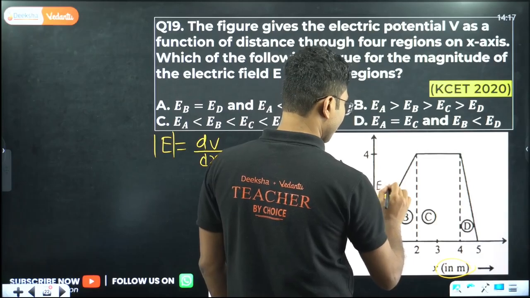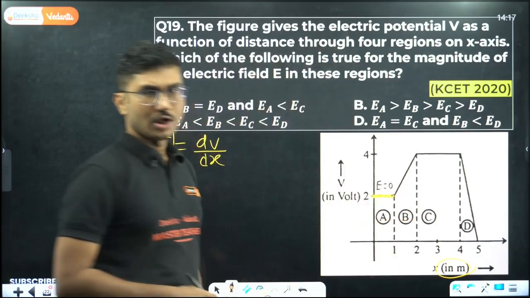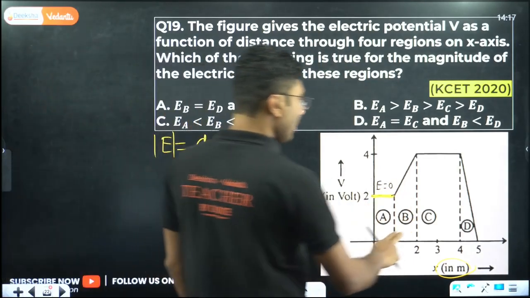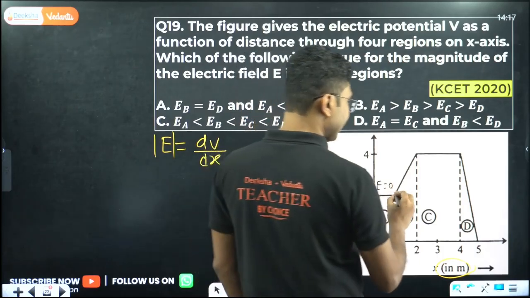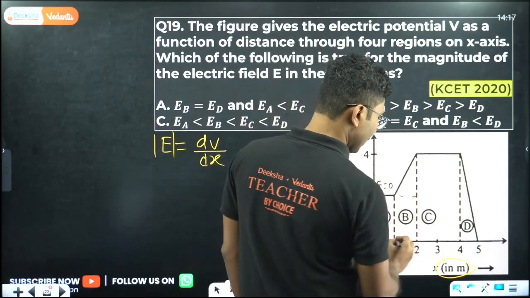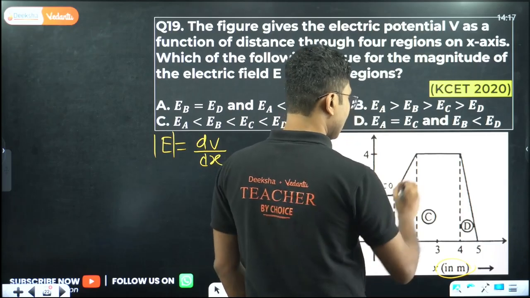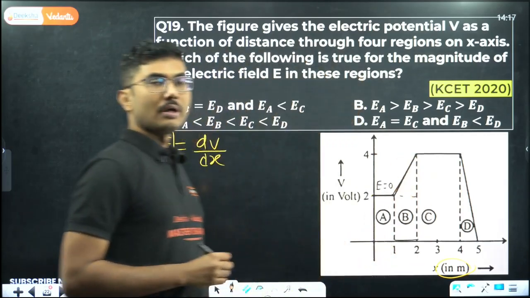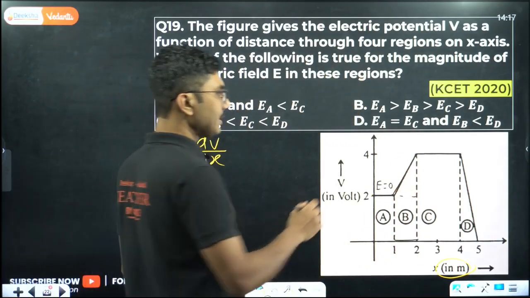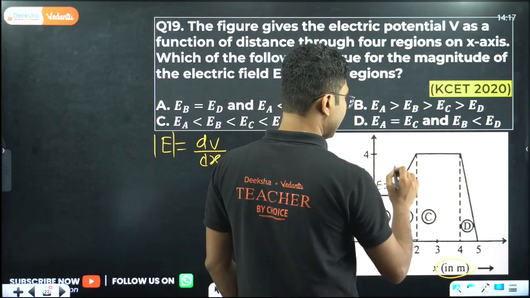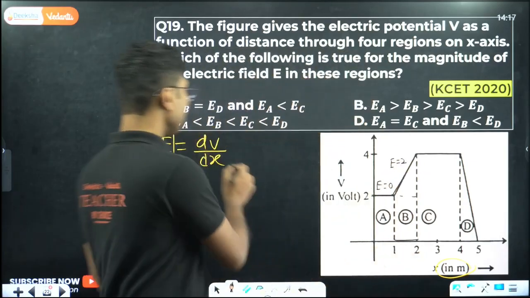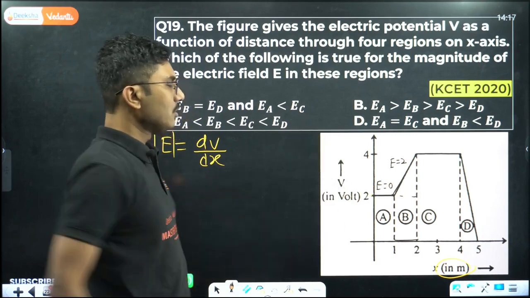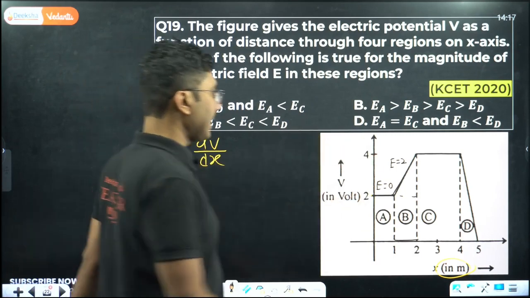Electric field is 0. Voltage is constant. So constant voltage gives you 0 electric field. What about this? If you see that here, in the 1 meter range, the change in voltage is from 2 to 4. So electric field here will be 4 minus 2, that is 2. Distance dx is 1, dV is 2. So 2 by 1 is 2, right?